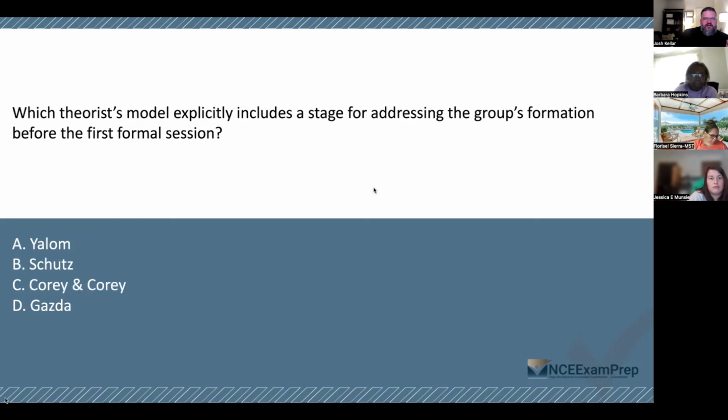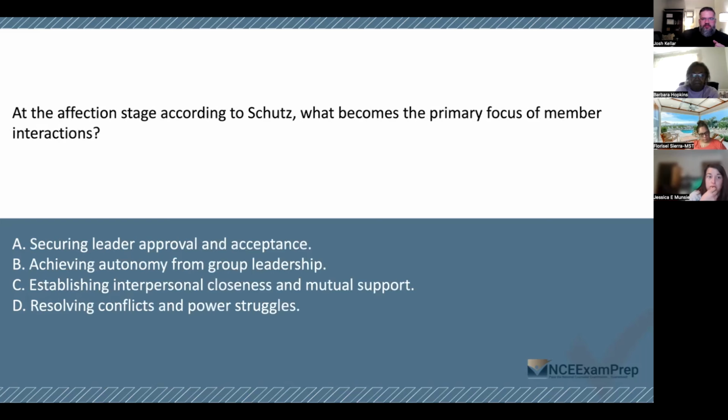Which theorist's model explicitly includes a stage for addressing the group's formation before the first formal session? Yalom, Schutz, Corey and Corey, or Gazda? C. All right. Yeah, this one is C, Corey and Corey. Okay. Corey and Corey has a pre-group and a post-group stage.